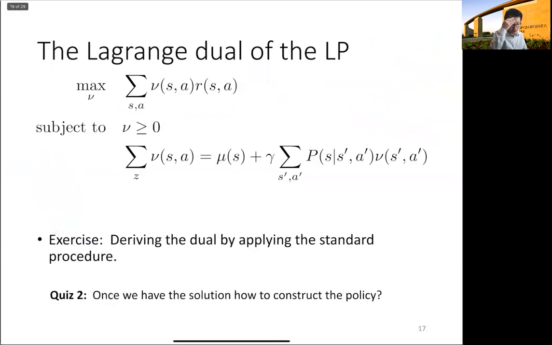All right. So now there's this second quiz, right? Suppose now that instead of solving the primal problem, we are solving the dual problem, right? It is just as easy to solve. It's the same old LP with the same number of constraints and the same number of variables. So once we have this new parameter, the state action occupancy ν in R^(S×A), how can we convert this solution to the policy?